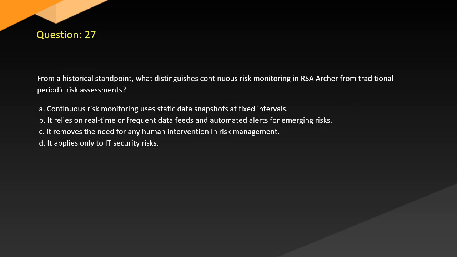Question 27. From a historical standpoint, what distinguishes continuous risk monitoring at RSA Archer from traditional periodic risk assessments? A. Continuous risk monitoring uses static data snapshots at fixed intervals. B. It relies on real-time or frequent data feeds and automated alerts for emerging risks. C. It removes the need for any human intervention in risk management. D. It applies only to IT security risks.